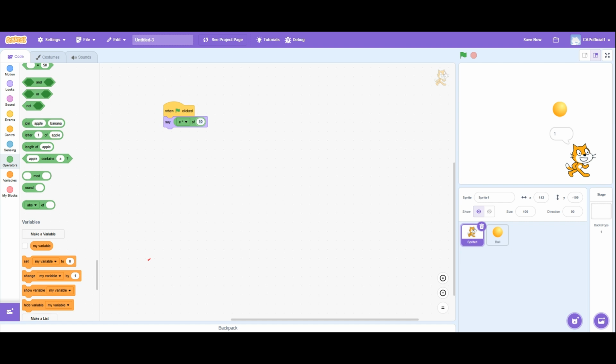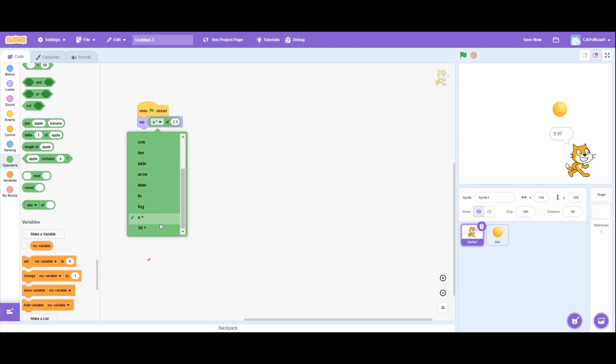Anyways, if we raise e to the power of something, and our previous number was 2.3, if we use that, we should get 9.97, which is 10. And the same thing can be said for 10 to the power of.